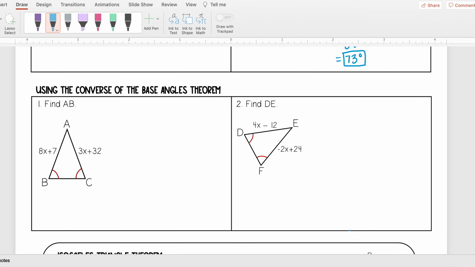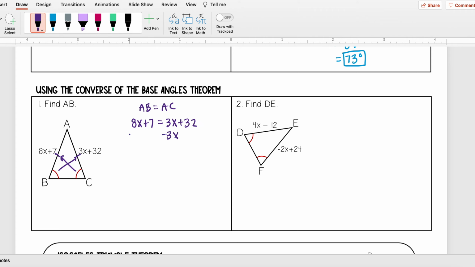Okay, and then we also have the converse of the base angles theorem, and again, that told us that if we have 2 angles that are congruent, then the sides opposite of those congruent angles are also congruent. So that means that AB is equal to AC here, and so I have 8x plus 7 is equal to 3x plus 32, and then I can solve from here.